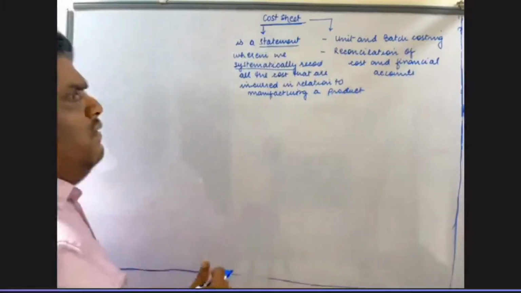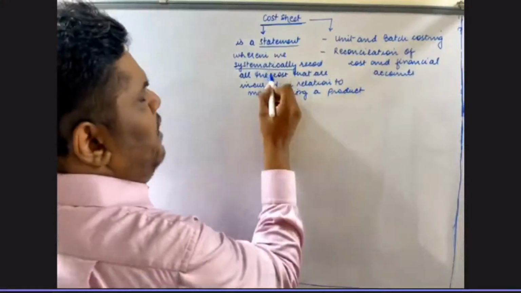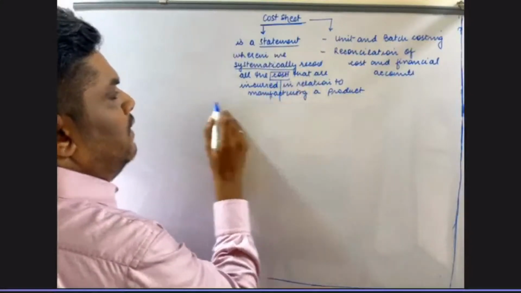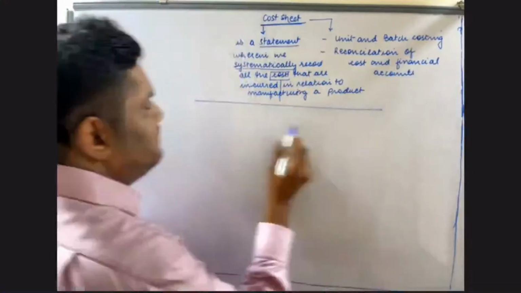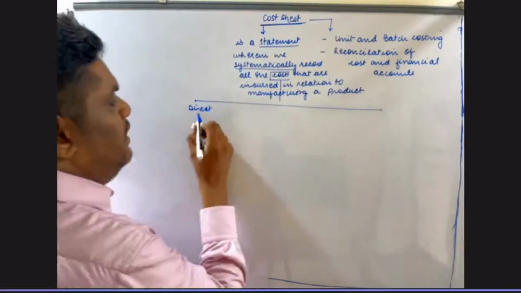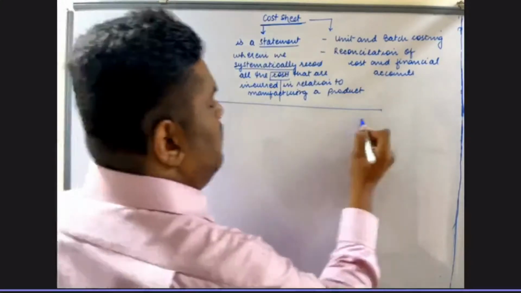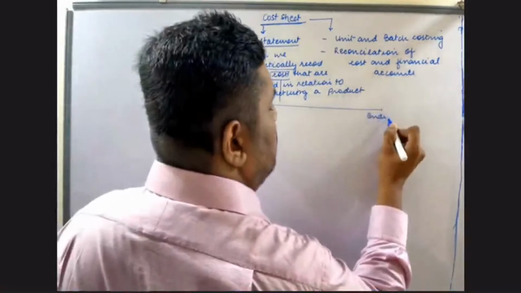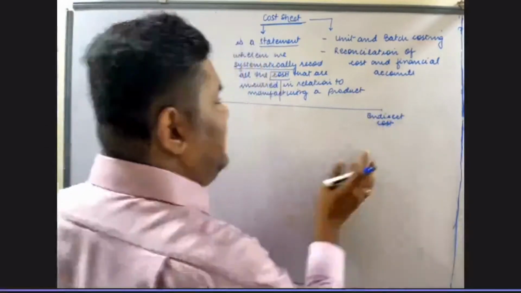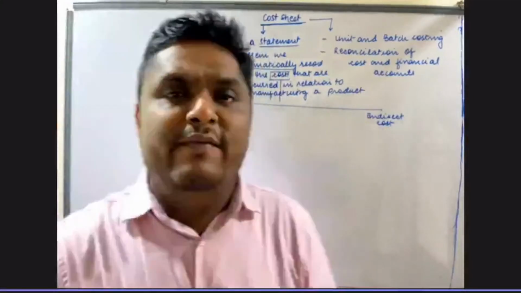Now, when talking about the cost part, the cost covers direct cost and indirect cost. What is direct cost and indirect cost? I have already discussed this part.